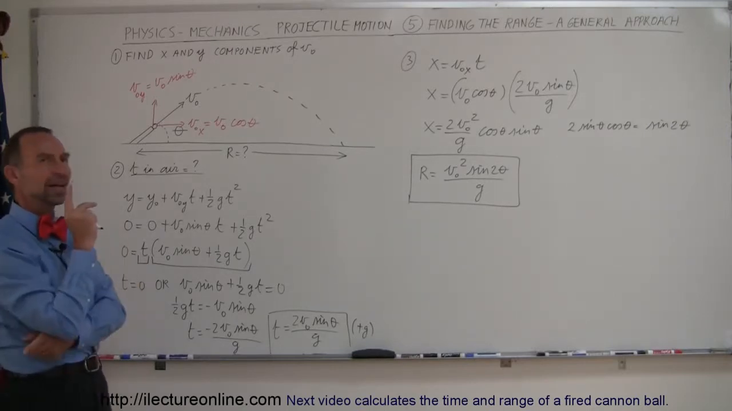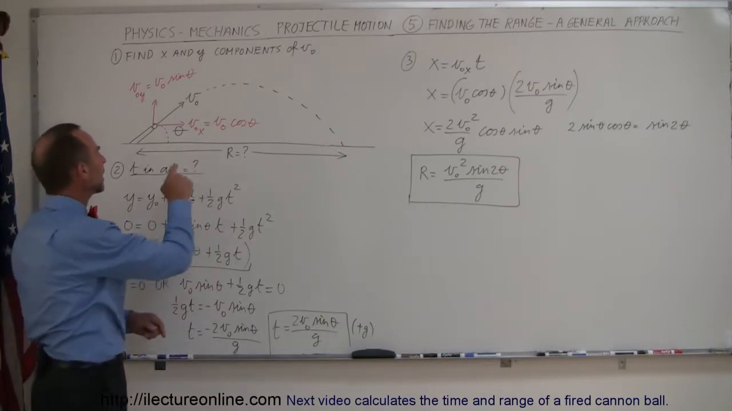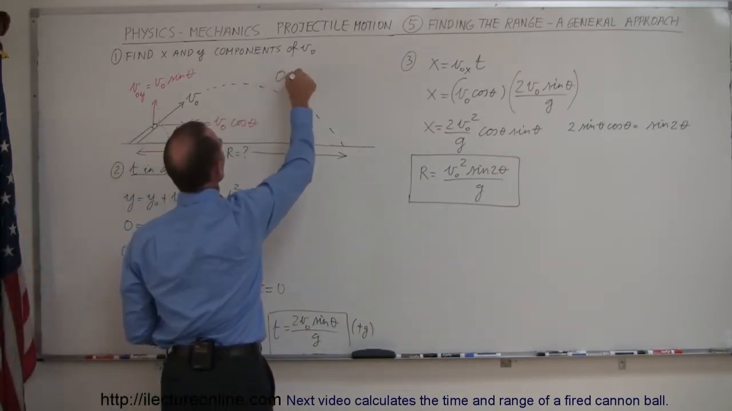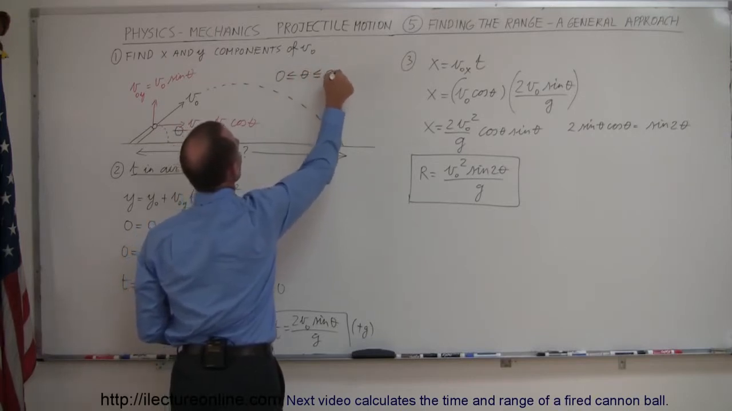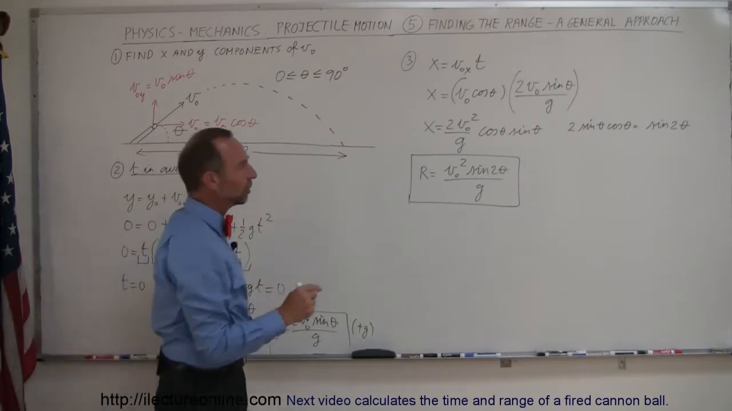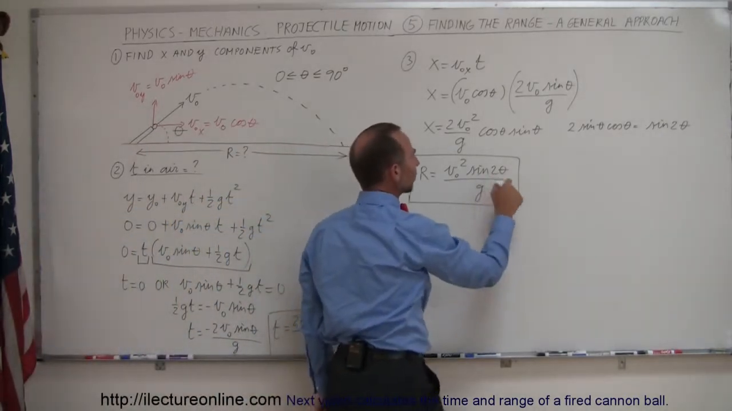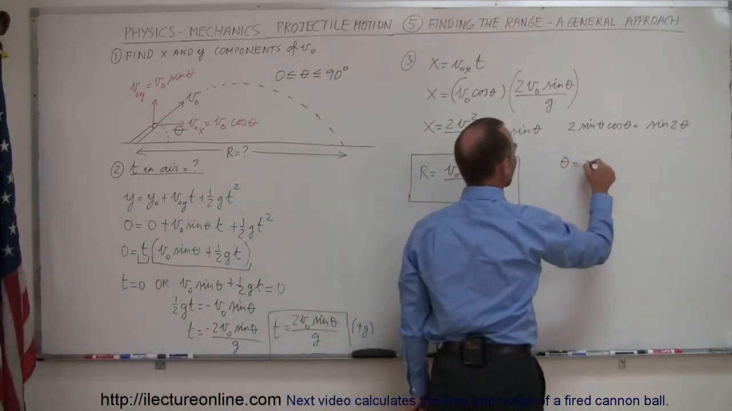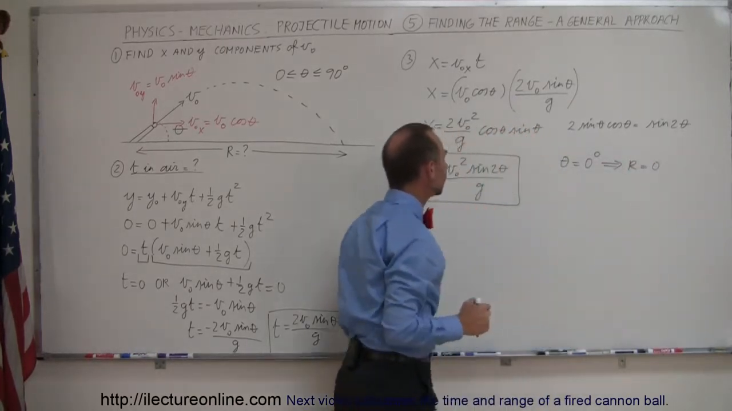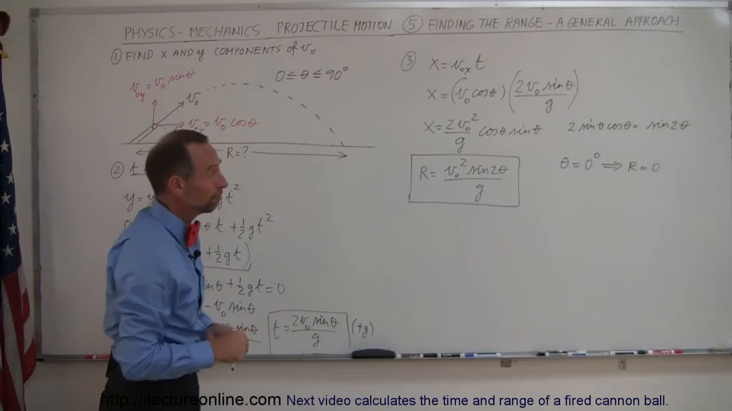Well, let's see here, the sine of 2 theta. We know that theta can vary from 0 to 90 degrees, so 0 is less than or equal to theta, which is less than or equal to 90 degrees. If we plug in 0, the sine of 0 is 0. So if the angle theta is equal to 0 degrees, the range must be 0, because the sine of 0 is 0.